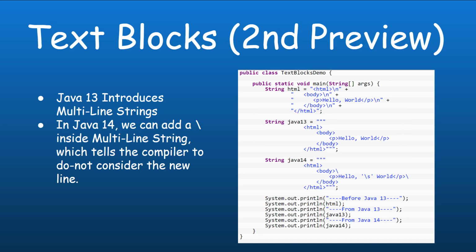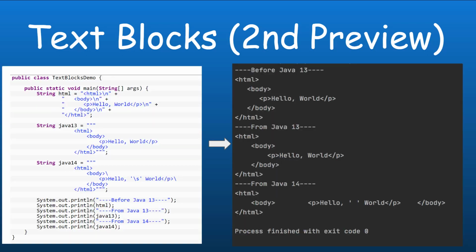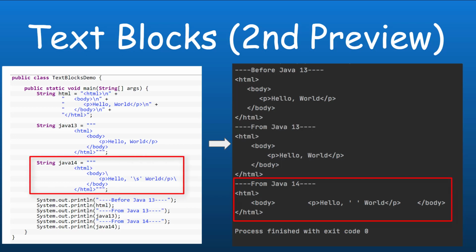The change in Java 14 is we can now add a trailing slash to one of the lines inside the multi-line string, which tells the Java compiler to ignore the next coming line break. So in this screenshot, when we print the string Java 14, it will print the value like the one you see in this image.